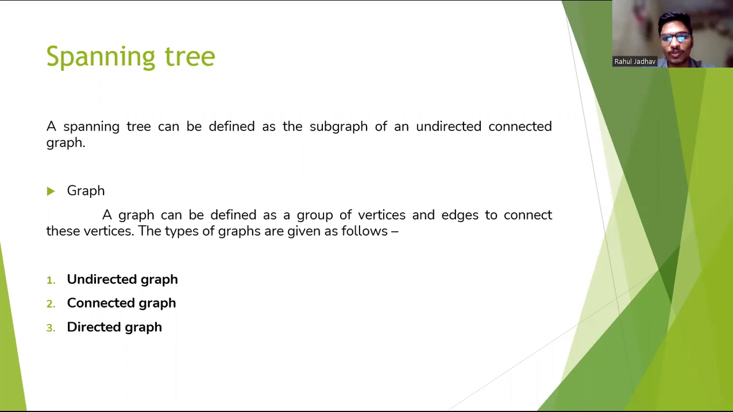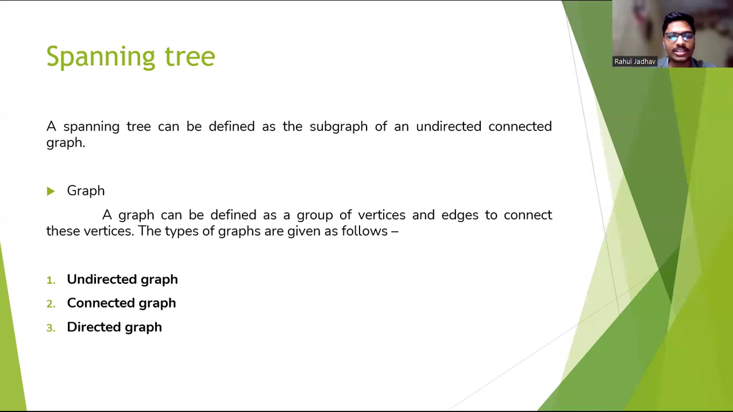A graph can be defined as a group of vertices and edges to connect these vertices. And there are following three types of graphs: undirected graphs, connected graphs, and directed graphs. Undirected graphs. An undirected graph is a graph in which all the edges do not point to any particular direction. They are not unidirectional. They are bidirectional, and it can also be defined as a graph with a set of V vertices and a set of E edges, and each edge connecting two different vertices.